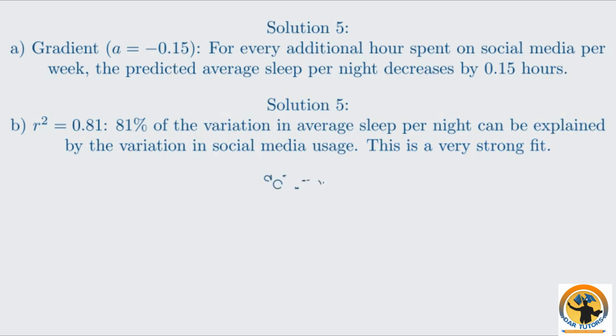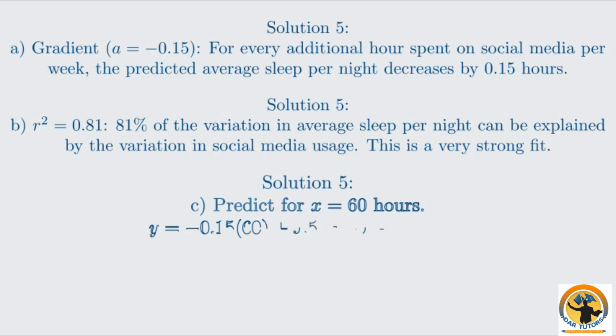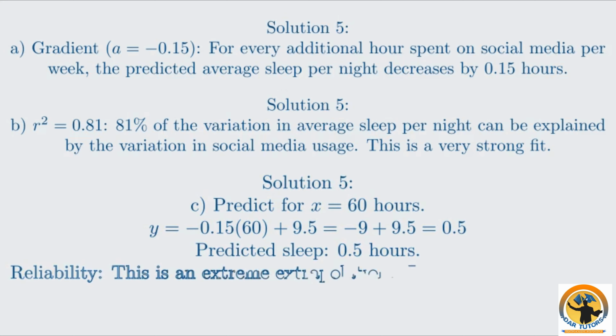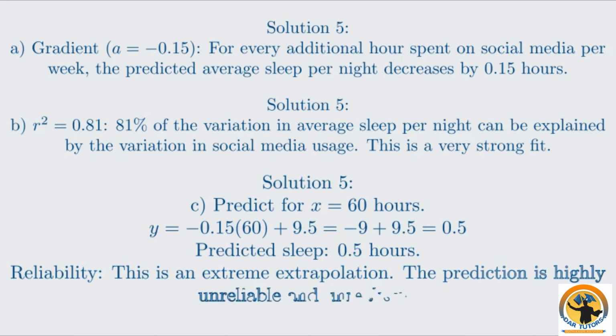For Part C, we predict sleep for a student spending 60 hours a week on social media. We substitute x equals 60 into the equation, which gives y equals 0.5. A predicted sleep of only 0.5 hours per night is extremely low and likely unrealistic. This is a severe case of extrapolation, as 60 hours a week is likely far outside the range of the original data. Therefore, the prediction is highly unreliable.